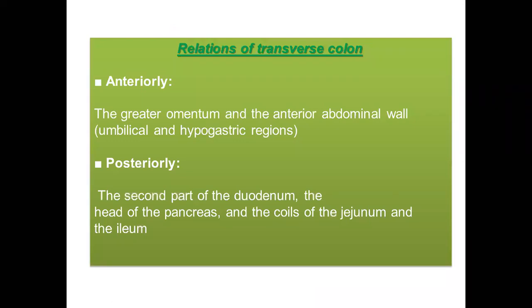Now, first of all, in terms of relationships of the transverse colon, anteriorly, we will have the greater omentum and the anterior abdominal wall, and the transverse colon lies in the region of the umbilical as well as the hypogastric region. And posteriorly, we have the second part of the duodenum, the head of the pancreas, the coils of the duodenum, and the ileum.